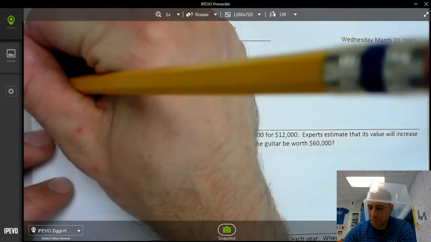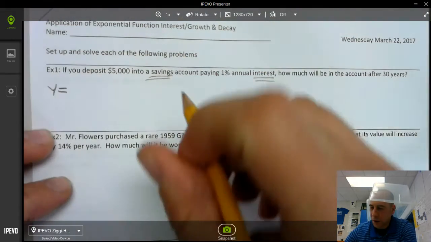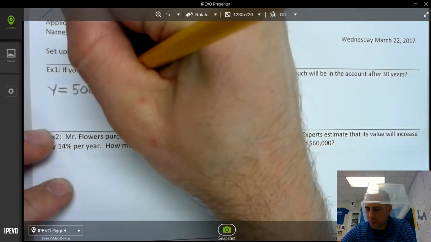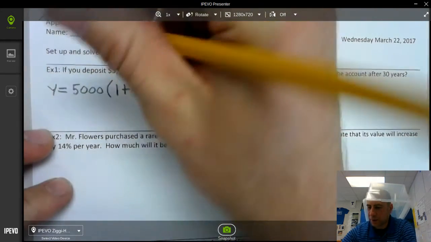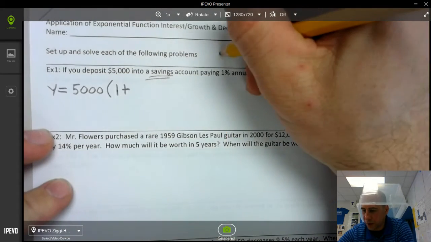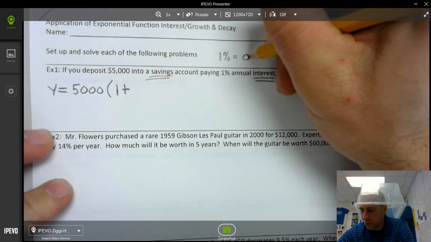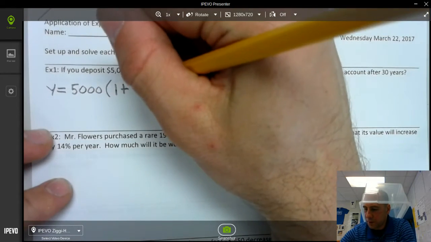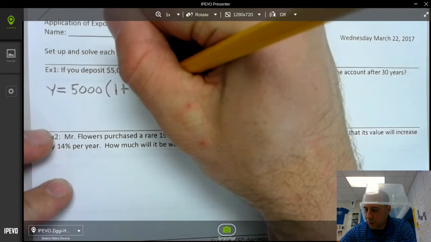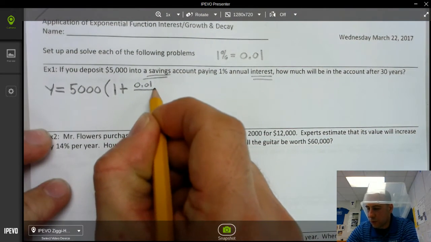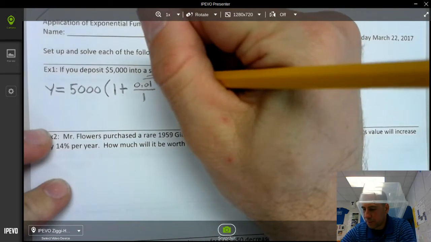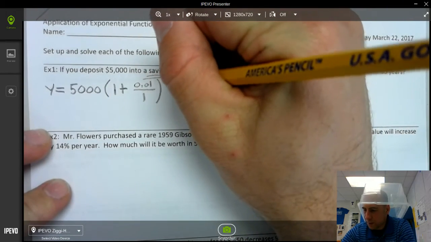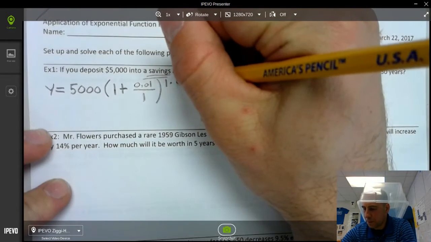So that's y equals a, the initial amount, which is 5,000, parentheses 1 plus the rate. The rate is 1%, and 1% converted to a decimal is 0.01. So that's 1 plus 0.01 divided by, now annual is 1, so divided by 1, raised to the 1 times 30.